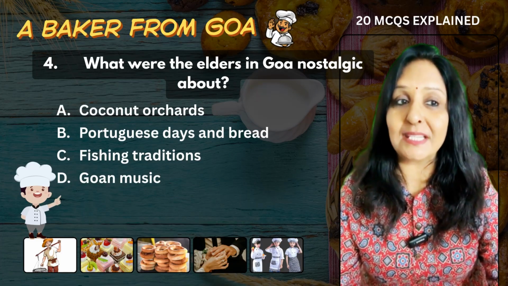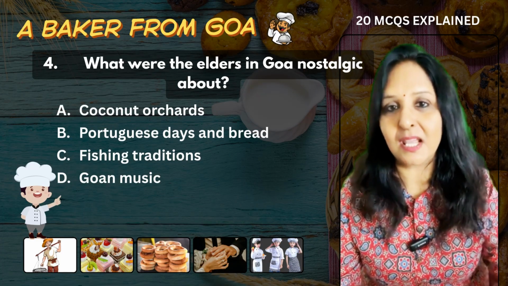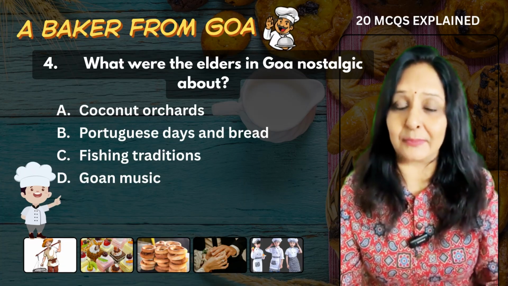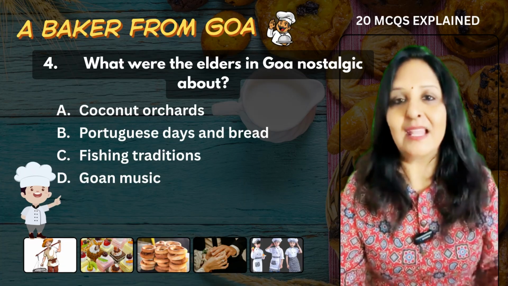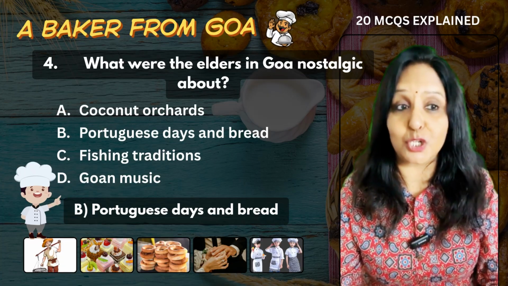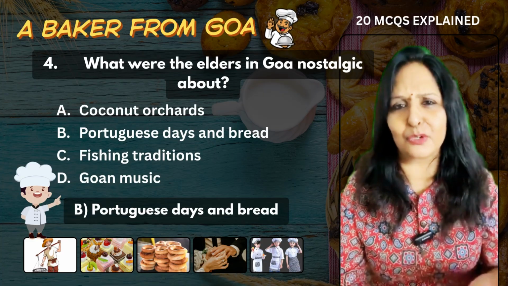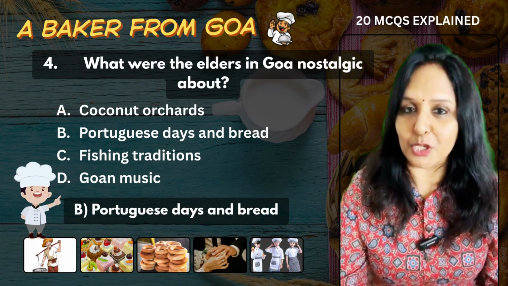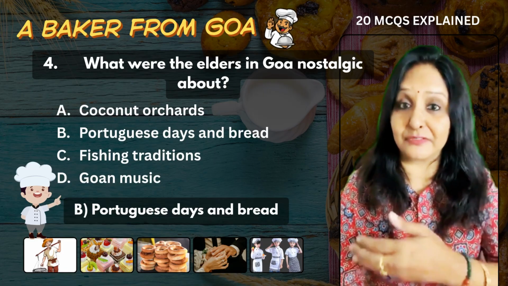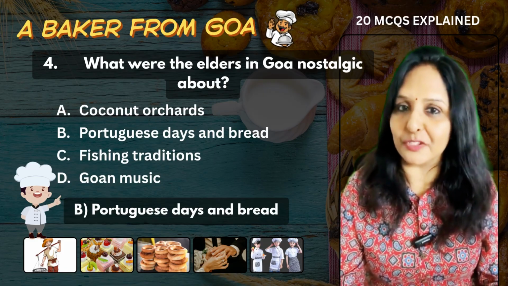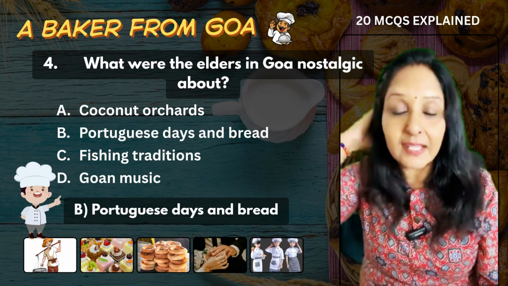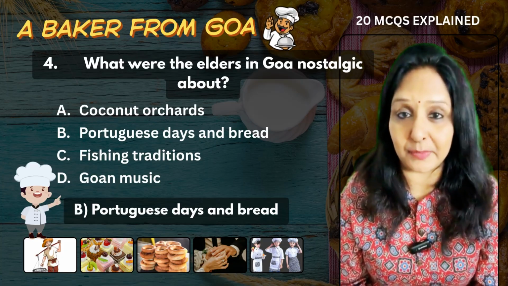Question number 4, what were the elders in Goa nostalgic about? So this is a part of the chapter which we had seen in the beginning. So they were nostalgic about the Portuguese days and bread. So they used to talk about the good old days of the Portuguese when they were there, and of course the furnaces and the loaves of bread. That is what the elders always used to reminisce.